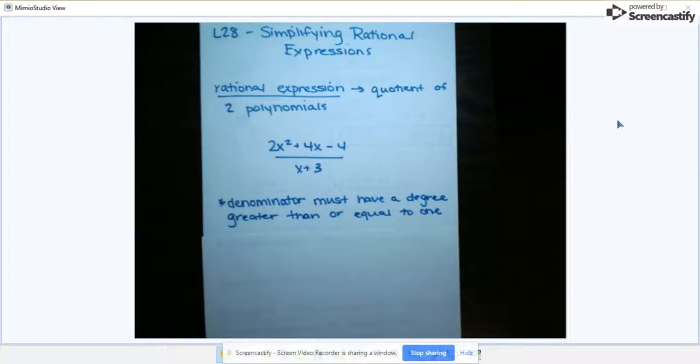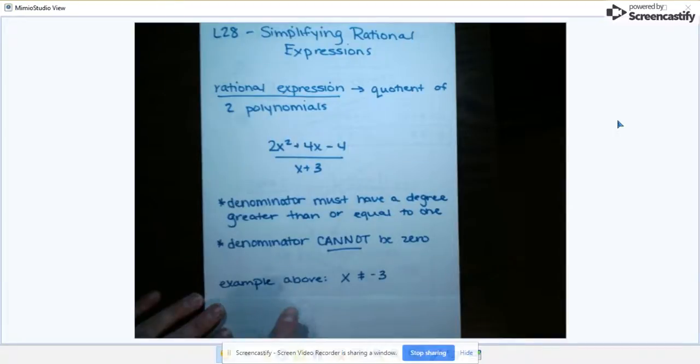So our denominator cannot be 0. That is what we are going to call an excluded value momentarily. We also must have our denominator have a degree greater than or equal to 1. If our degree is not greater than or equal to 1, then we don't have a variable in the denominator. And that's part of our definition of rational expression. So, oops, I kind of jumped around.